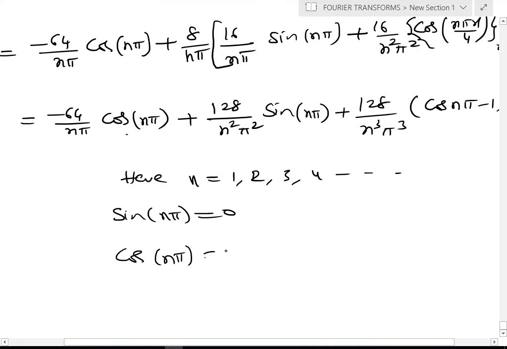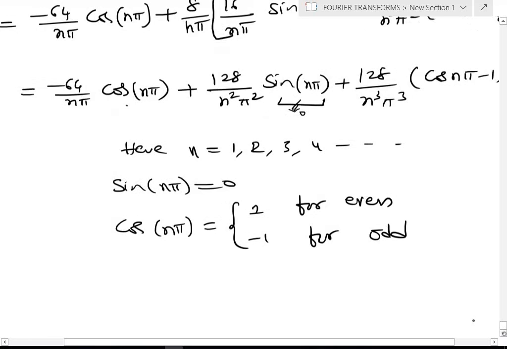Cos of n pi is equal to 1 for even numbers and minus 1 for odd numbers. For example, you check the odd numbers, that is cos pi, cos 3 pi, cos 5 pi, cos 7 pi. So that's what we leave like this. So this term will become 0. Only this term will become 0. So when I substitute, this term will be 0.